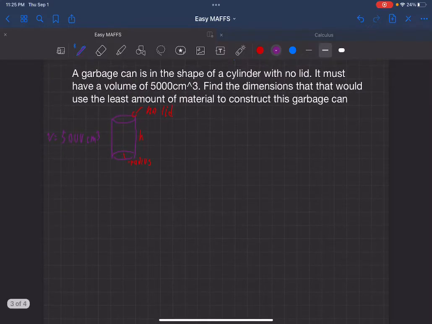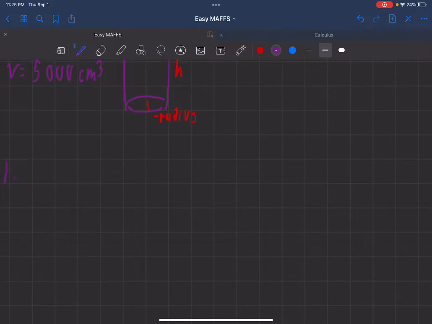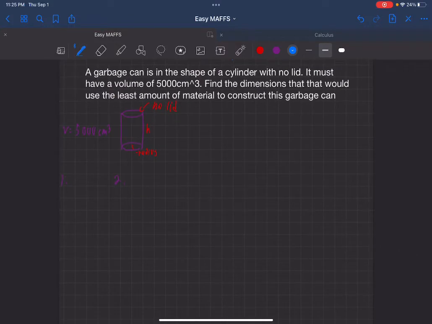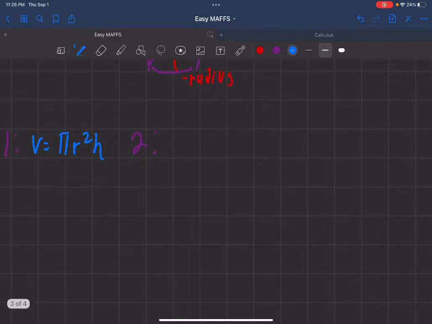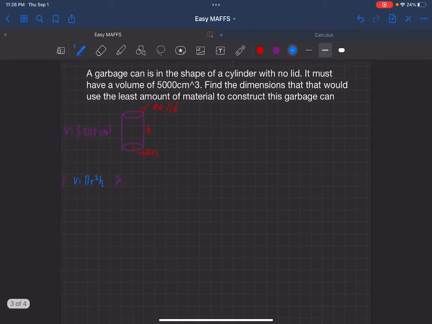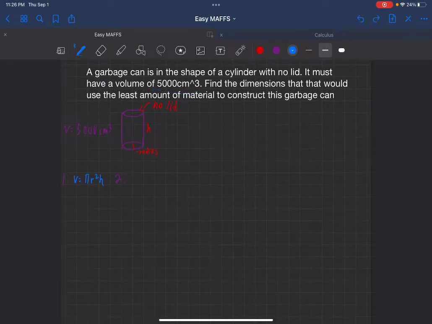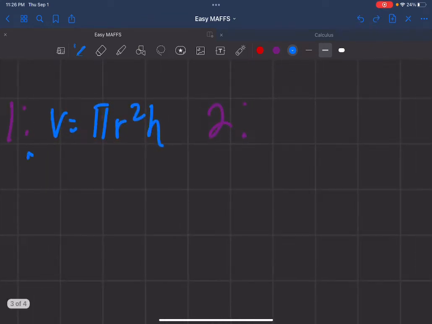All right, so let's start with step one. Step one and step two are going to be co-aligned with each other, meaning we're going to be doing them roughly around the same time. So I'm also going to write step two. Step one, what is the formula of the volume of a cylinder? Well, volume is equal to pi r squared times the height. And what is our volume? Well, if you look here, it is 5,000 centimeters cubed. So 5,000 is equal to pi r squared h.